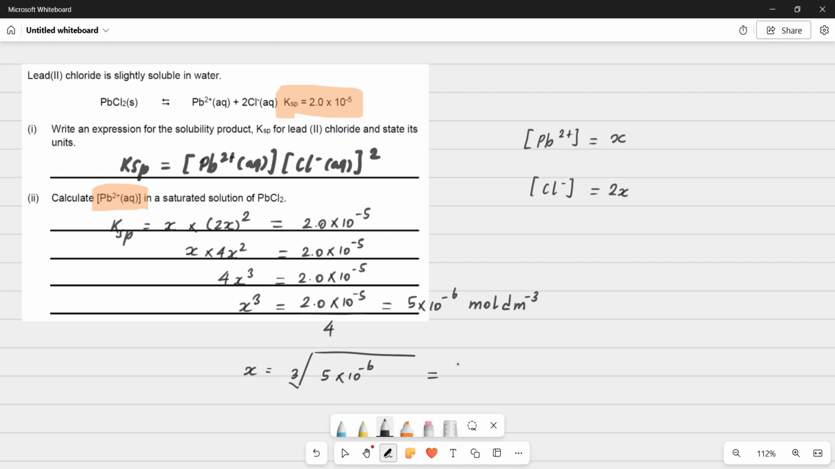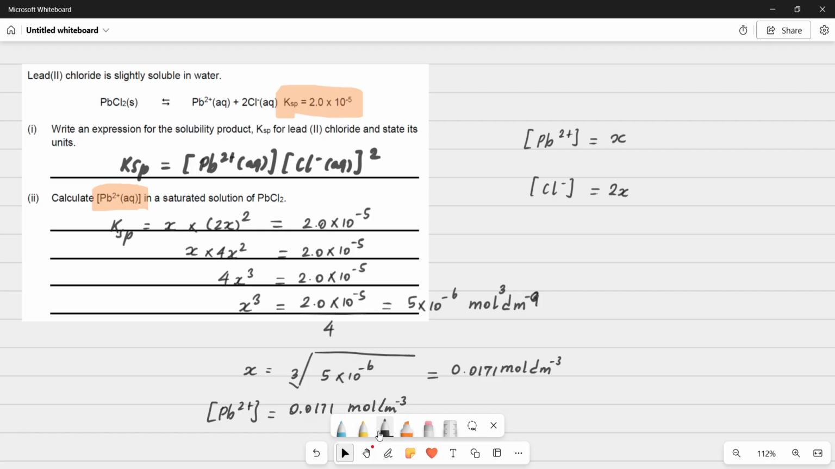So let us do that. The cube root of 5 × 10^-6, I am getting 0.017. Here the unit is not mol dm^-3, it is mol³ dm^-9 before the cube root. So as a result you are getting 0.0171 mol dm^-3. This is the x. So the concentration of Pb2+, which is all they are asking for, is 0.0171 mol dm^-3.